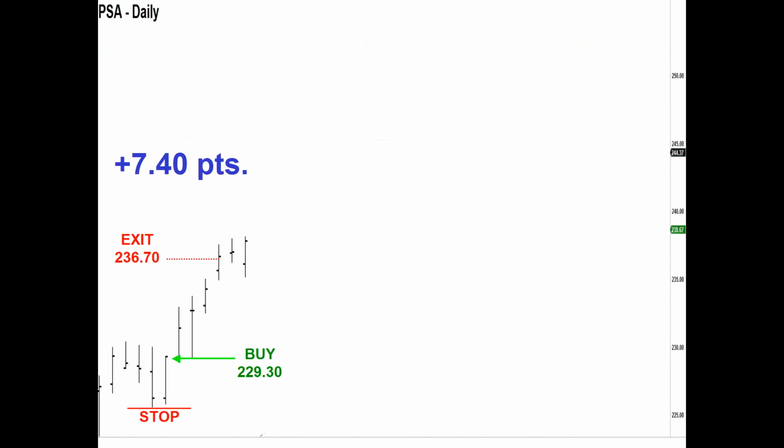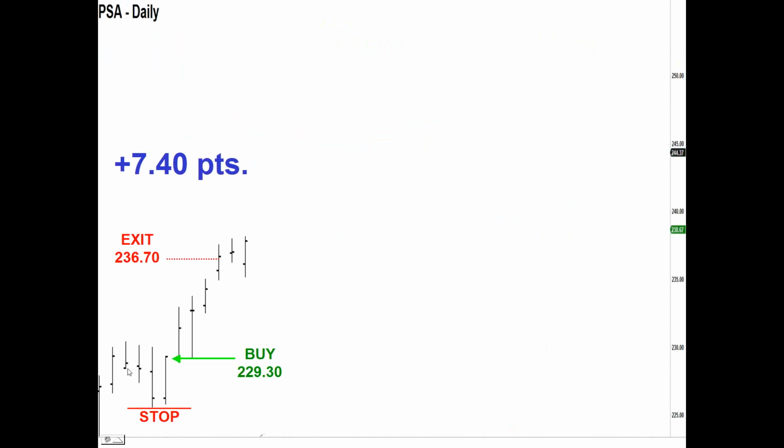Here's another example, PSA. Now we realize this is a very expensive stock, but you could have applied options to this. Remember, you don't have to trade stocks all the time. You can trade futures, you can trade currency pairs, you can trade options. So whenever a signal is generated, instead of actually purchasing the stock, you can just purchase a call or some type of long call strategy, okay?